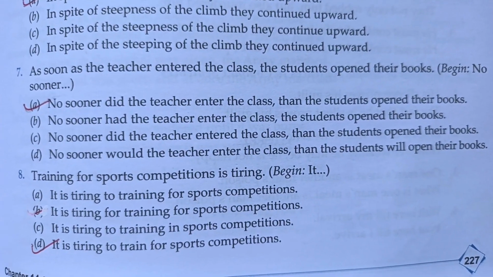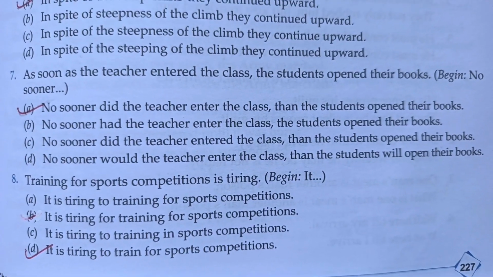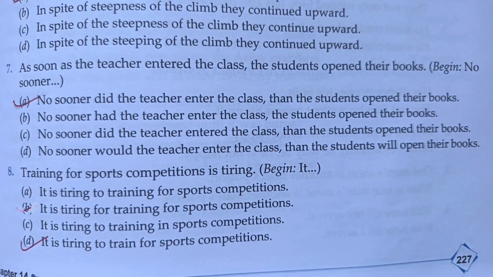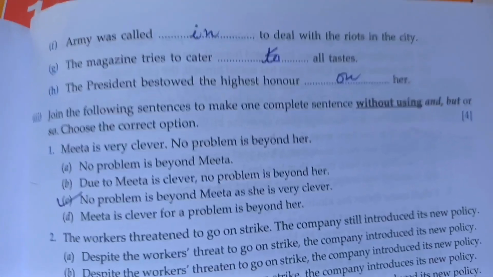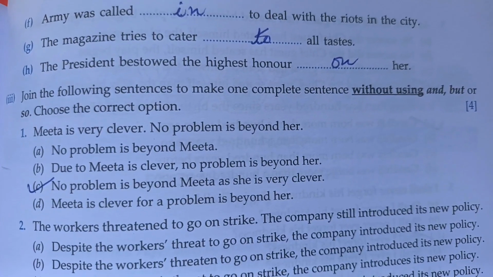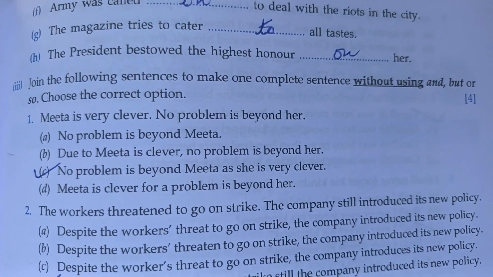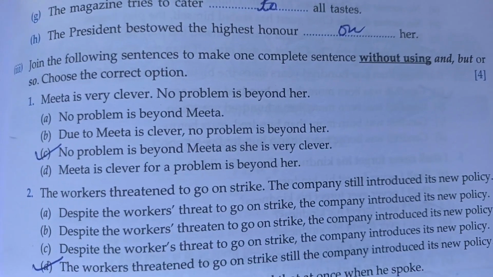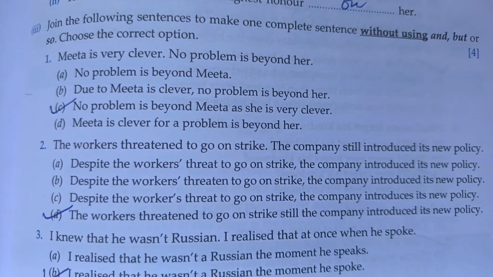Number 8, training for sports competitions is tiring. So option D is correct. It is tiring to train for sports competitions. Next from the practice paper 15th. So the first one, Meera is clever. No problem is beyond her. So here option C is correct. No problem is beyond Meera as she is very clever.